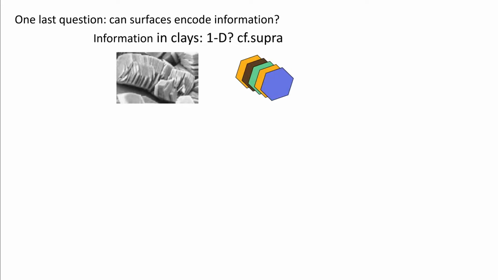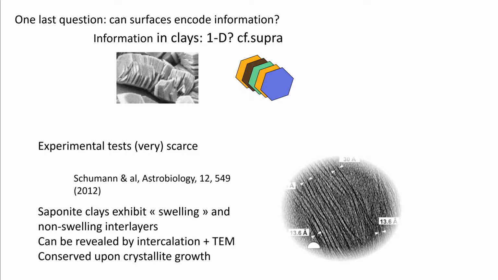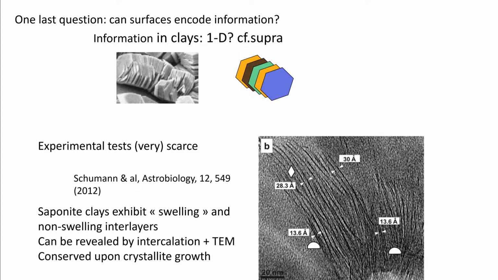Well, there are spectacular photographs. This is a stack of kaolinite layers. It looks like a book. We could say that's the book of life, but that's good for popular science. When you try to test it, well, there have been very partial, let's say, hints going in this direction.